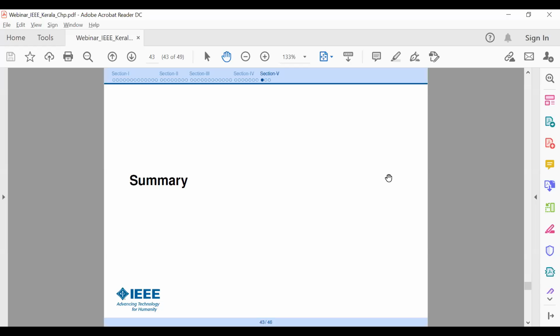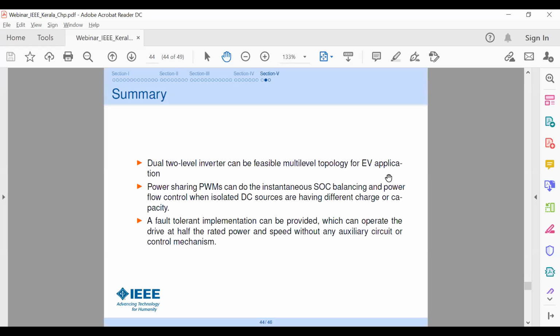All right, so let me go back to my presentation. So what we can summarize from this is dual two-level inverter can be a feasible solution of multi-level topology for electric vehicle application. And the power sharing PWM can do an instantaneous SOC balancing or power flow control when isolated DC sources are having different charge and capacity.